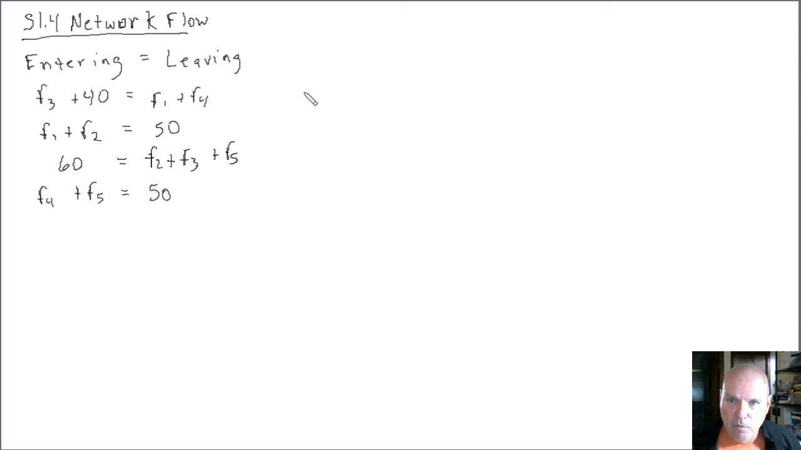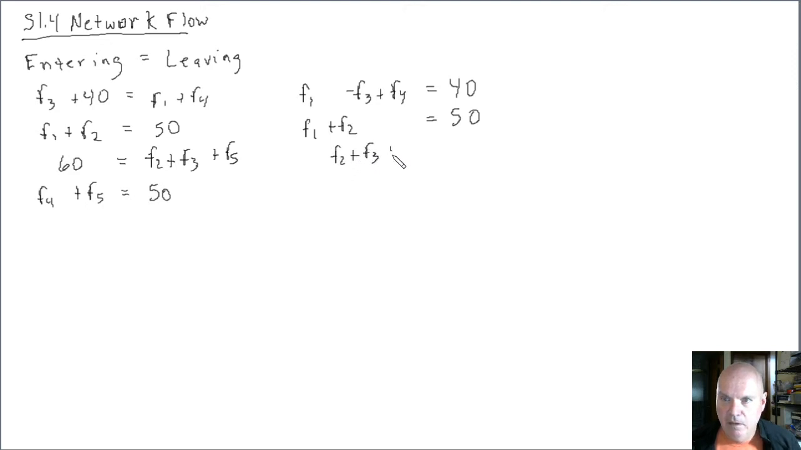Now I want to put this in standard form. So I want to put all my variables on one side. So I subtract F3 here, F1 minus F3 plus F4. Subtract F3 from both sides, and then now I've got just the 40 left by itself. Second equation here is already in standard form. F1 plus F2 is equal to 50. And similarly for the third equation, I just have to swap the sides. F2 plus F3 plus F5 is equal to 60. And then F4 plus F5 is equal to 50.